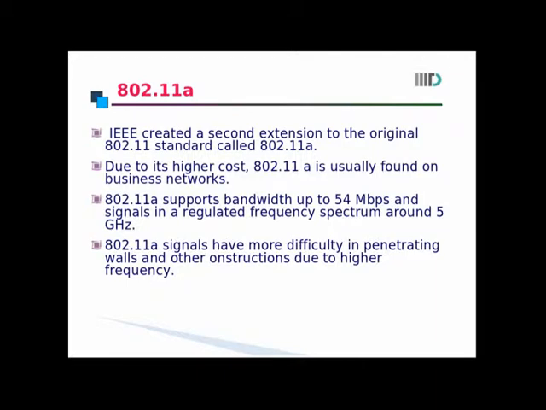Moving on to the next one, 802.11a. 802.11a was the second extension to the IEEE 1999 standard, and this was particularly made to support business networks, and it could support up to 54 Mbps of bandwidth, and that was huge. And now its frequency spectrum had also changed. It was regulated around 5 gigahertz, so now interference was not such a problem. But again, because of such a high frequency, it had some problem in penetrating the walls.